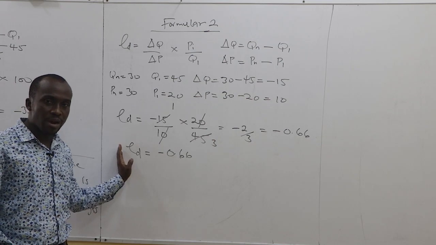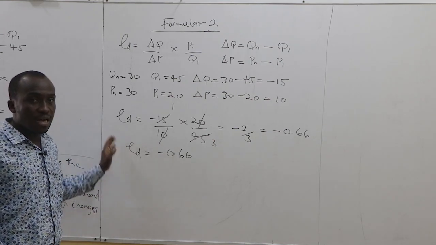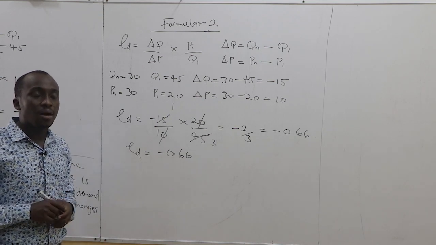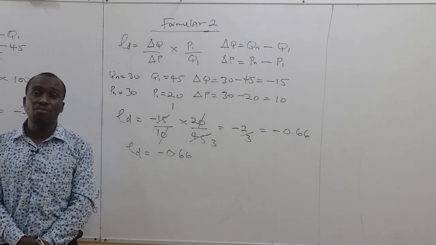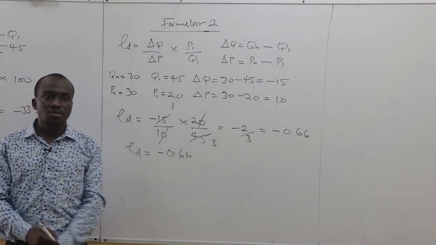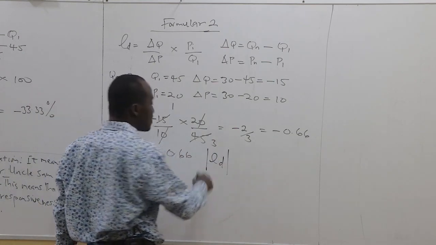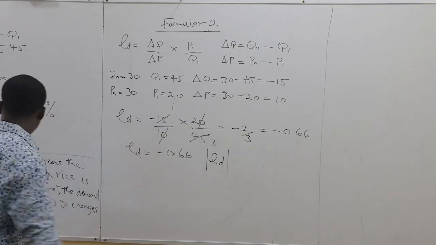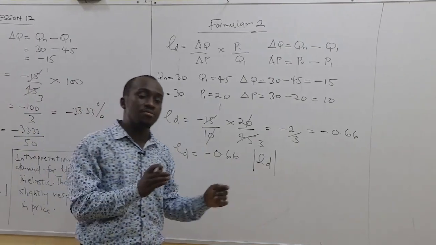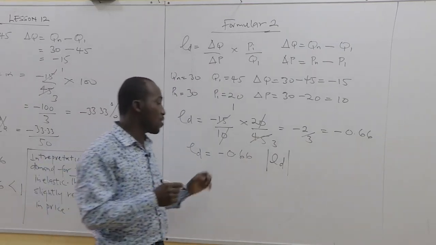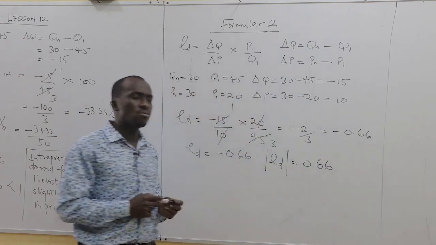And I told you that in order to interpret, you have to find the absolute so that you make it positive, because the price elasticity of demand will always give you a negative figure because of the negative relation between price and quantity demanded. So let's find the absolute. This is the symbol. When you bring this symbol, it means absolute. You're making the figure positive. Any figure that is negative, make it positive. When you do that, you're going to get 0.66.